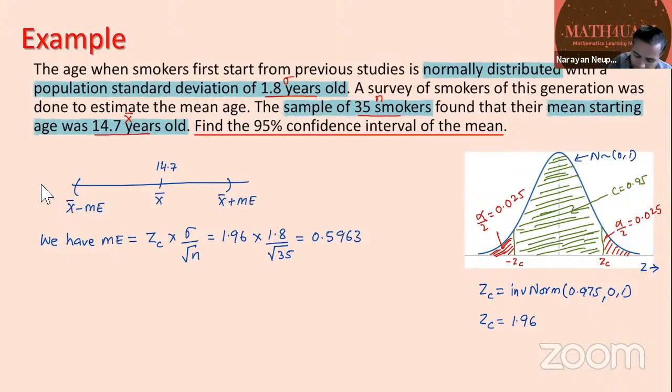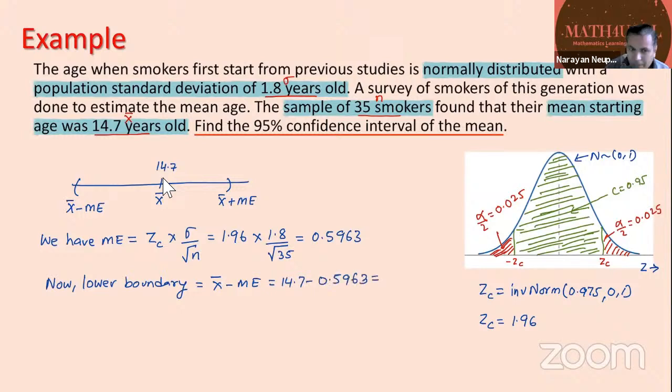So we can write like this. Now lower boundary will be, you have seen that, lower boundary is the mean in the middle minus margin of error. So 14.7 minus 0.5963. So if you subtract, what you will get? Please try.